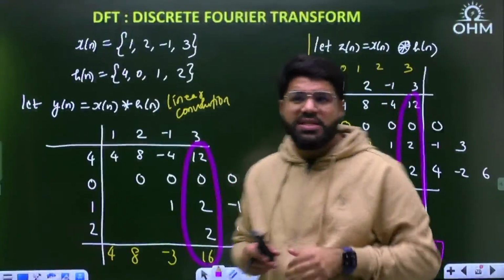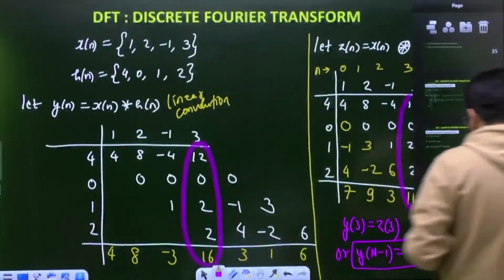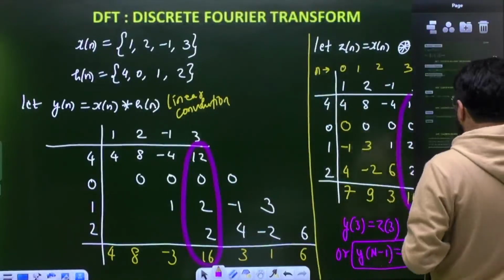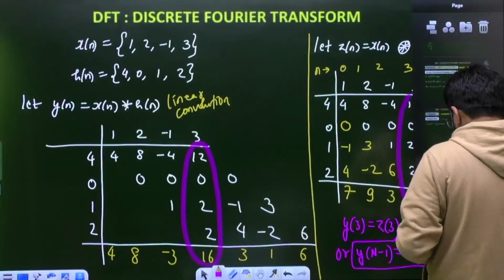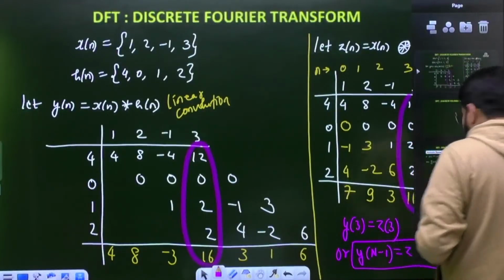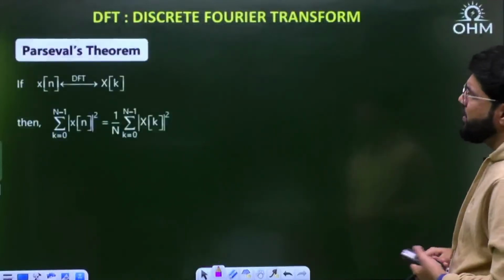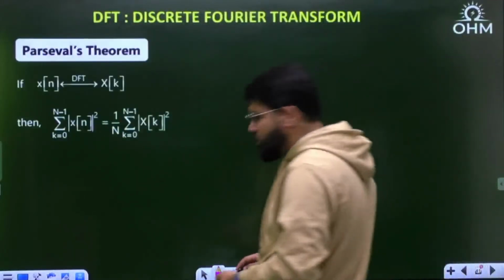I'll show you on this very simple point. There is a 2-mark question in GATE, and I'll take you towards that question. We are almost done with the properties also. Next is Parseval's theorem. I will take a question on it separately.